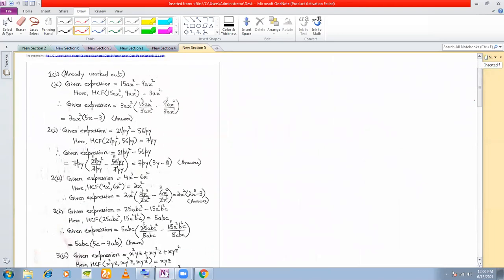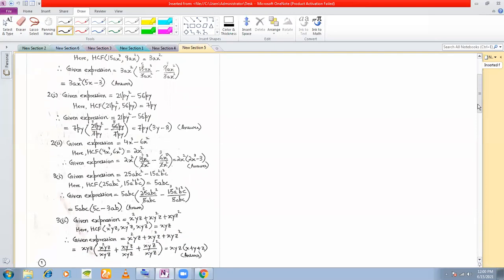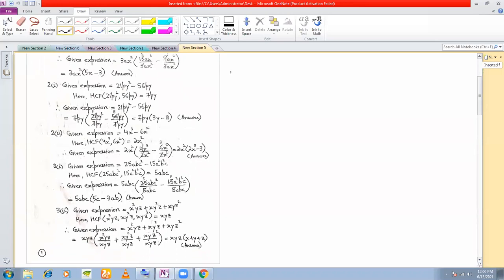Let us move on to the exercise problems now from the first part, that is grouping of terms. Okay, so let us work this out. 1 2 is a simple one. So let us work out 2 1. Given expression here is 21 py square minus 56 py. Again, there are two terms here, right? And in these two terms, both of them have p, both of them have y. That means they have something in common. So therefore, we take the HCF of these two. HCF of 21 py square and 56 py.